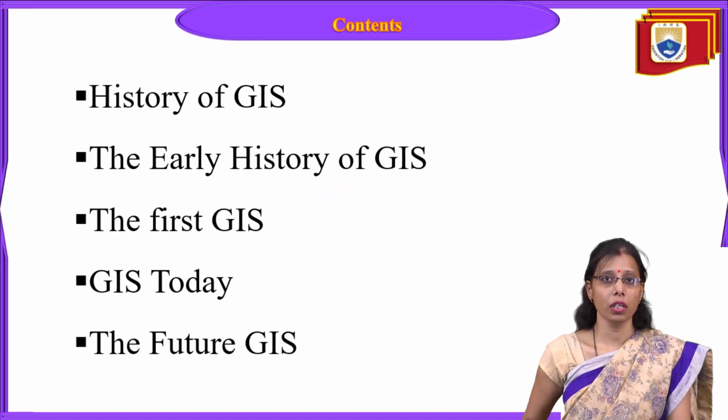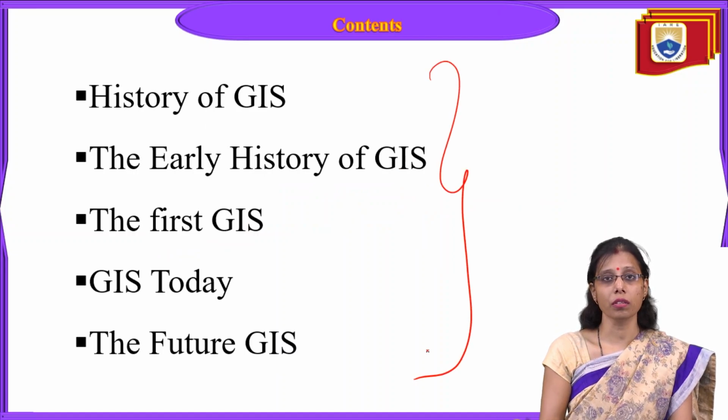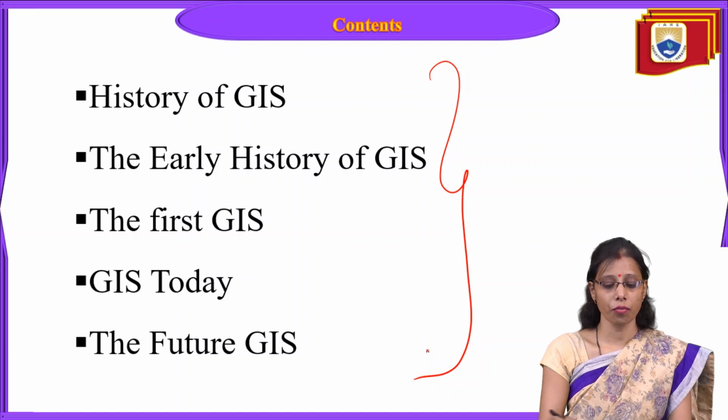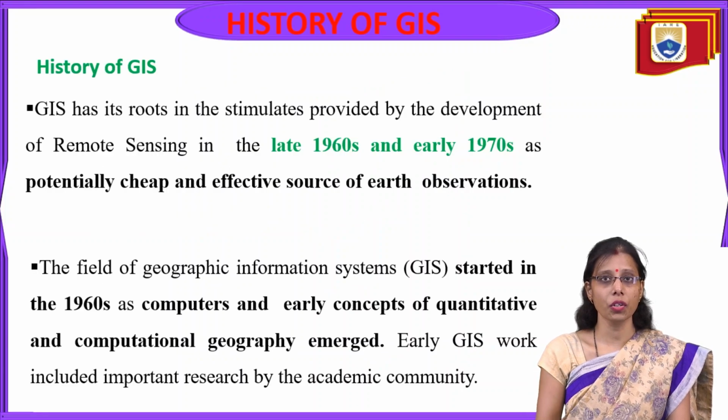Before we discuss this, we have to go through the contents of what we are going to discuss: the history of GIS, the early history of GIS, the first GIS, GIS today, and the future of GIS. First, we see when it started. GIS started in the late 1960s and early 1970s, so it started long back.